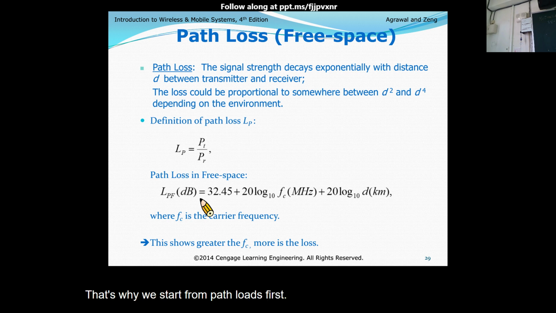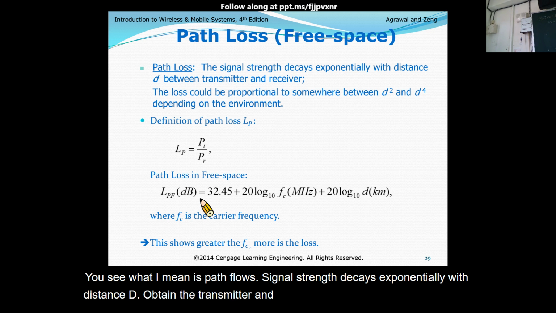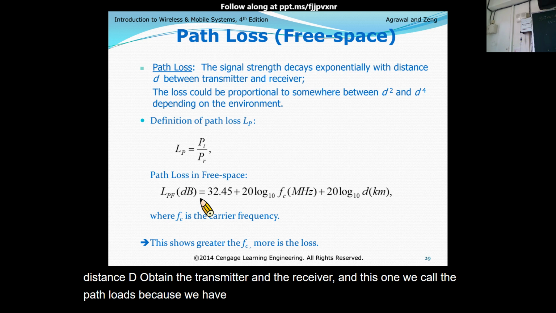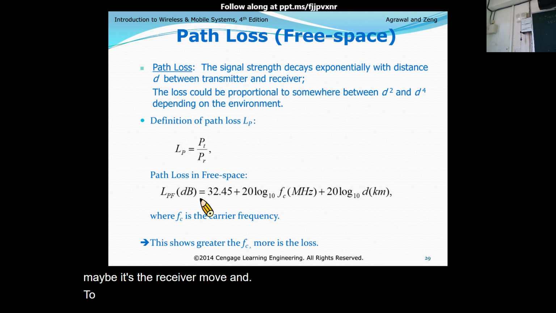You see what that means? Path loss. Signal strength decays exponentially with the distance d between the transmitter and the receiver. And we call this the path loss because we have a path. As if we move the receiver further to a different distance d, then we will have a loss caused by distance d. And this kind of loss, of course, is called path loss.